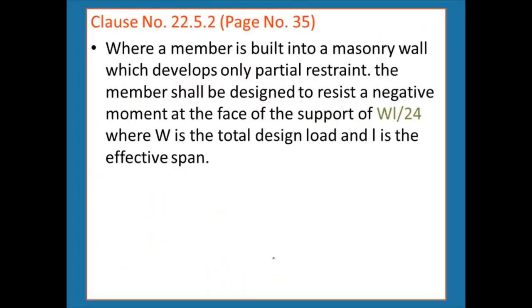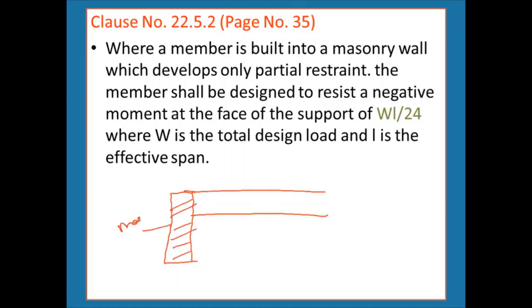Okay, then where a member is built into a masonry wall, suppose a beam is there like this, and this beam is not going into any column but into a masonry wall, then whatever this masonry wall is there, that will partially restrain the beam. Then at this point, whatever the bending moment is there, that will be equal to WL by 24.